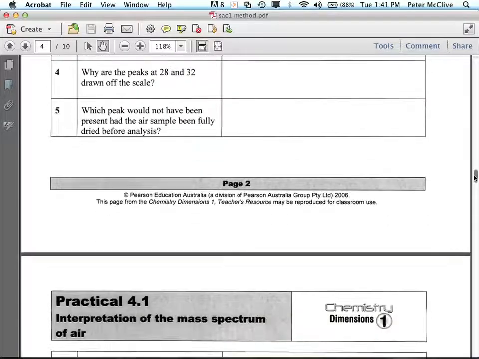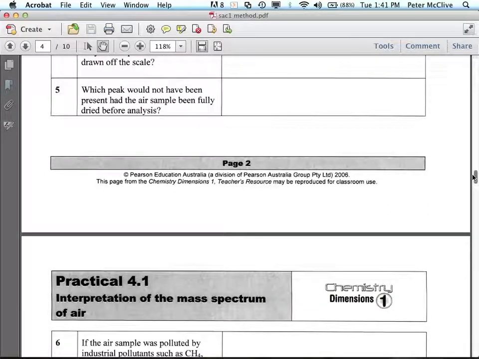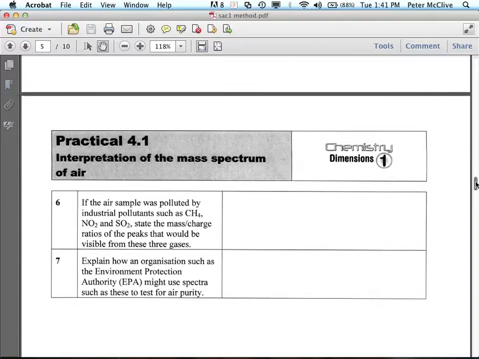And then the last question is, which peak would not have been present had the air sample been fully dry? What is dry? Well, if something's not dry, what does it mean? Wet? Water. Okay, so good answer. Water. All right, so moving on.